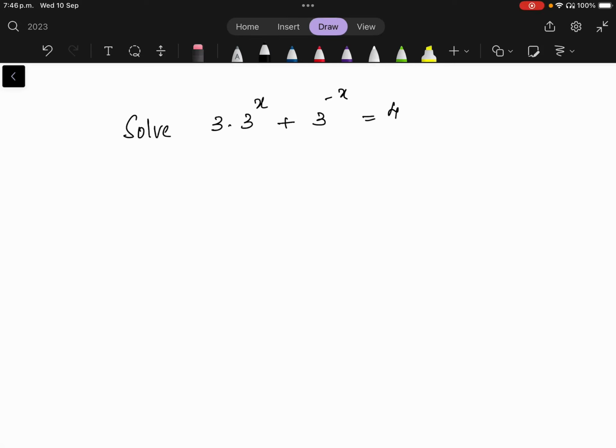Let's learn how we will solve such an equation. When you see this question, you might get confused on how to start. But if you see here, there is a common thing, 3 to the power of x, 3 to the power of minus x. So immediately you should remember it is substitution. Now how will we substitute it?